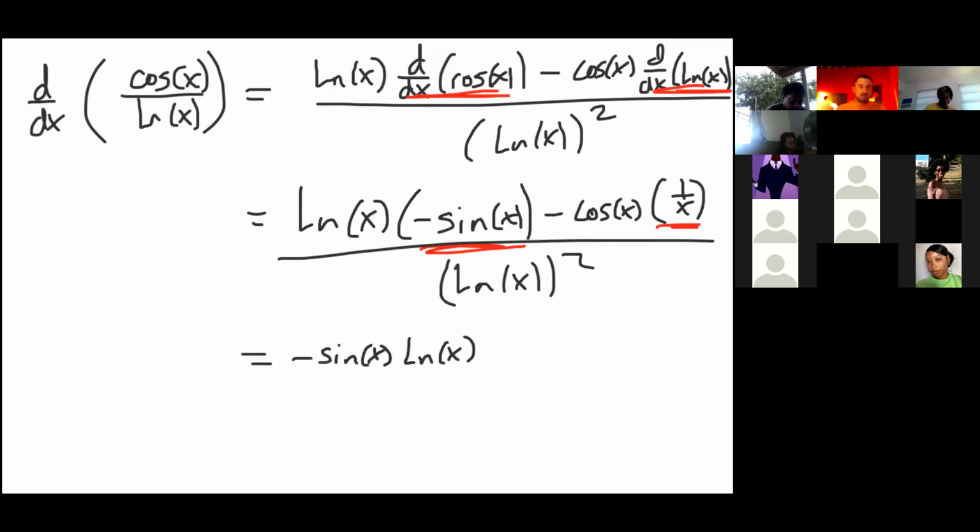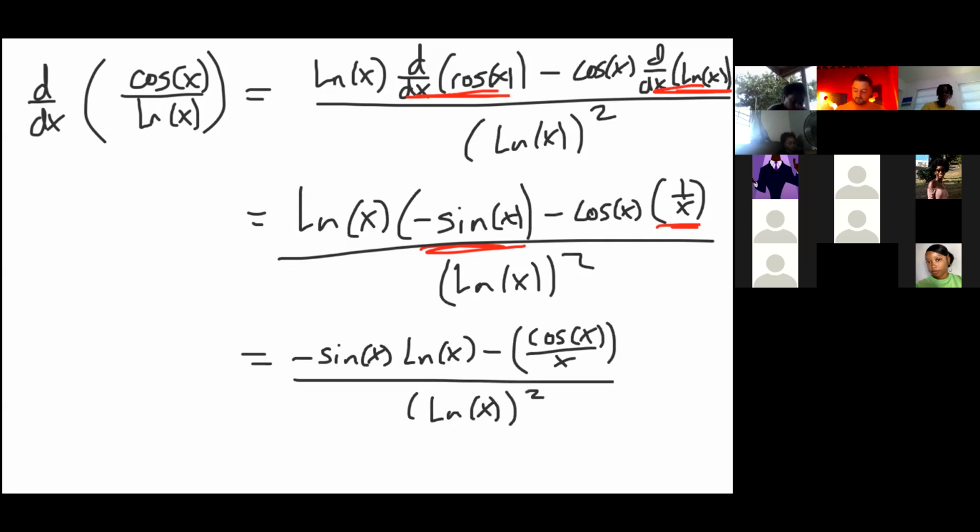But I have a negative sine of x times natural log of x minus, you could write this as a cosine of x over x if you wanted to. You could leave it as a cosine of x times 1 over x. It's just another way to write it. It's what I have here. And then at the bottom still I have natural log of x squared. That last quality is just rewriting, trying to clean it up a little bit, make it look nicer and easier to read.